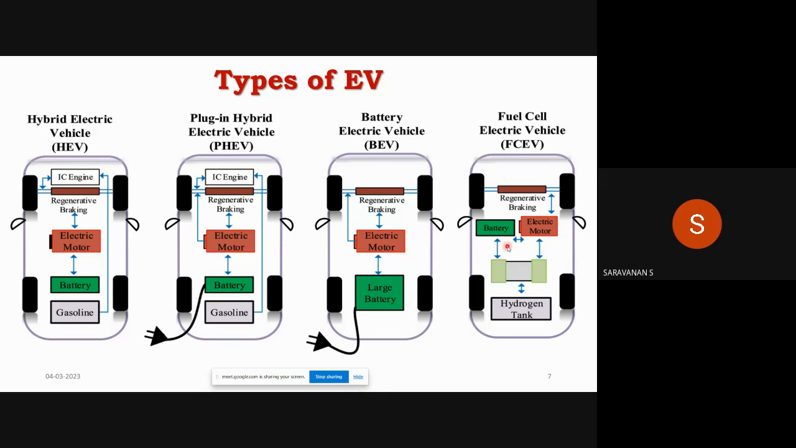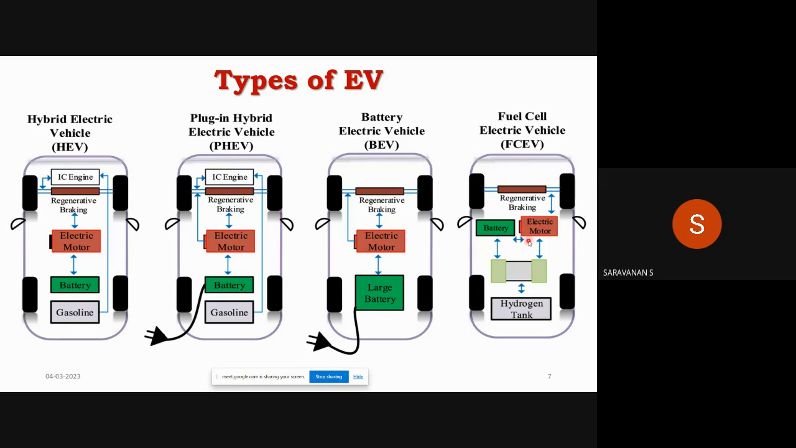The next one, fuel cell electric vehicle. This type of electric vehicle uses a fuel cell as well as a battery. Okay, the main source for the electric motor is the fuel cell. So from the fuel cell, the power is supplied to the electric motor. For the fuel cell, we need hydrogen as the input. So this type of electric vehicle needs a hydrogen tank to feed the fuel cell. Okay, so from the fuel cell, the output can be used for charging the battery as well as powering the electric motor.